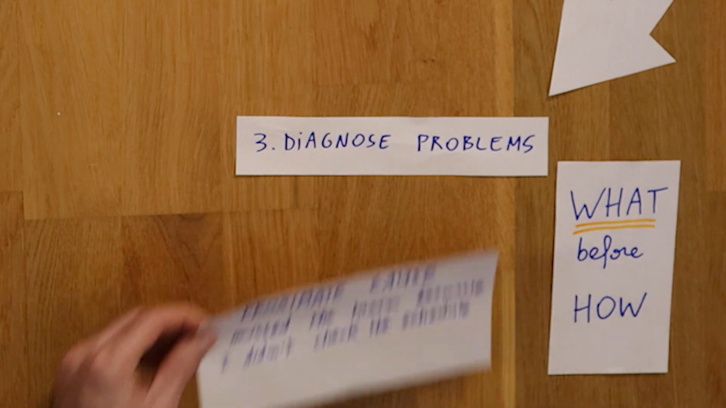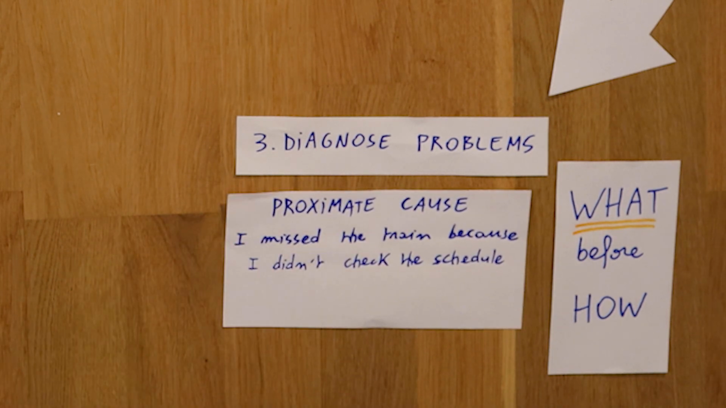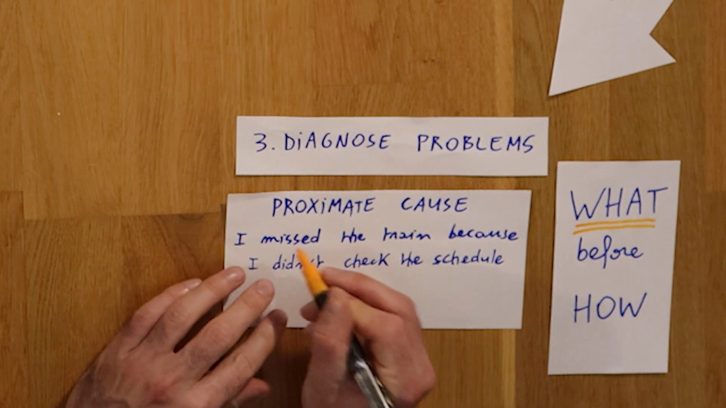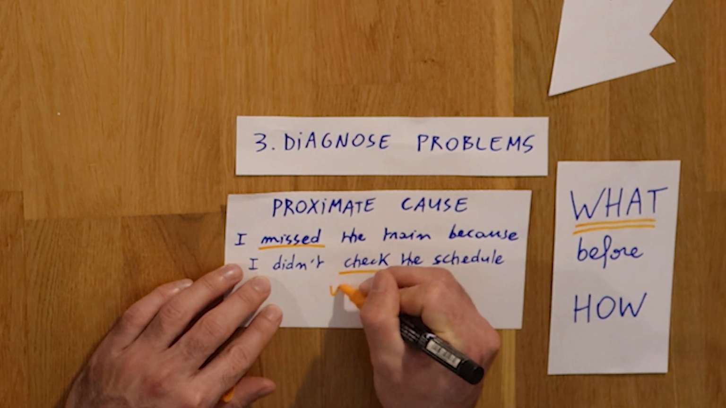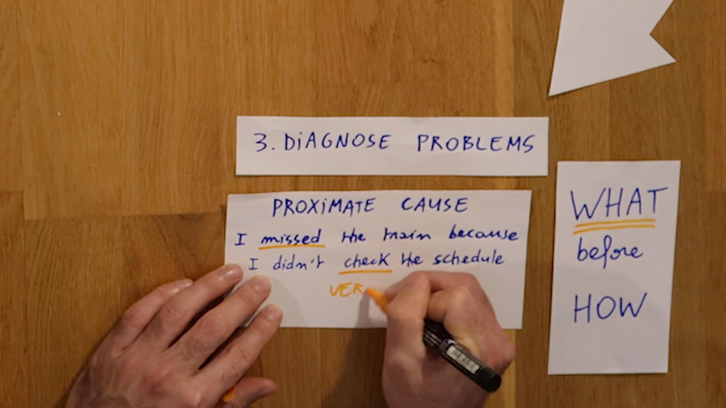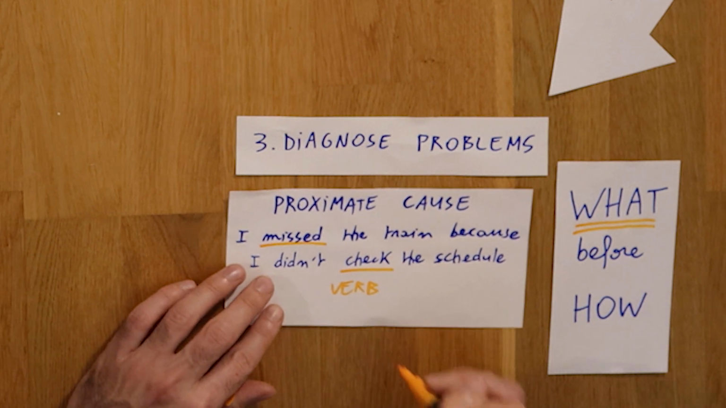The second subpart of step 3 is to distinguish proximate causes from root causes. Proximate causes are typically the actions, or lack of actions, that lead to problems. And a very simple tip to identify those is that they are often described with verbs. For instance, I missed the train because I didn't check the train schedule. Check is the verb we're looking at here.